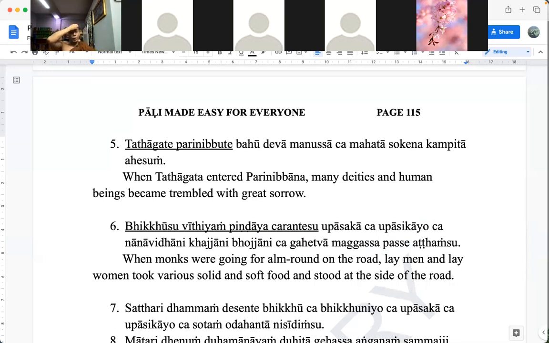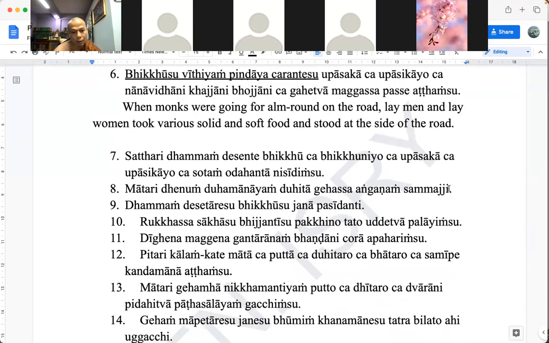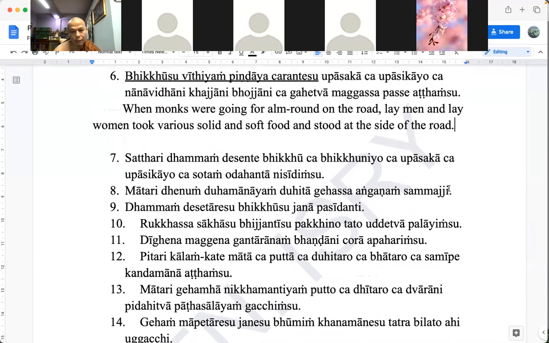Okay, so when or why? So monks were going for alms round on the road. So laymen and lay women took various solid and soft food and stood at the side of the road. Stood at the side of the road. Okay, now number 7.